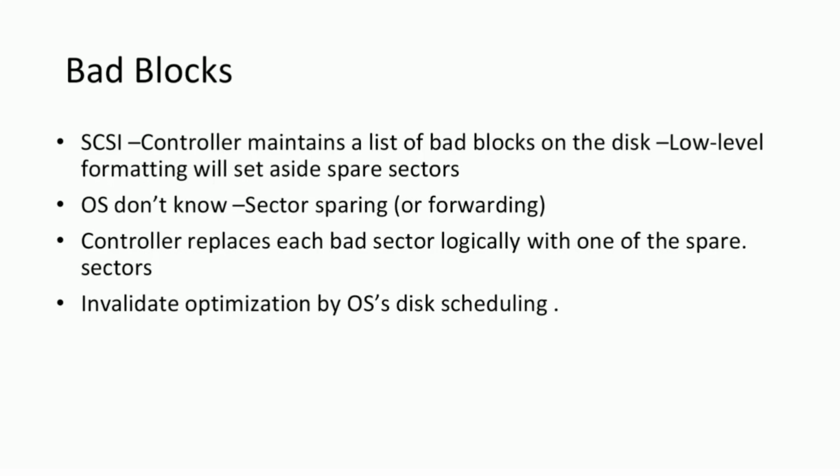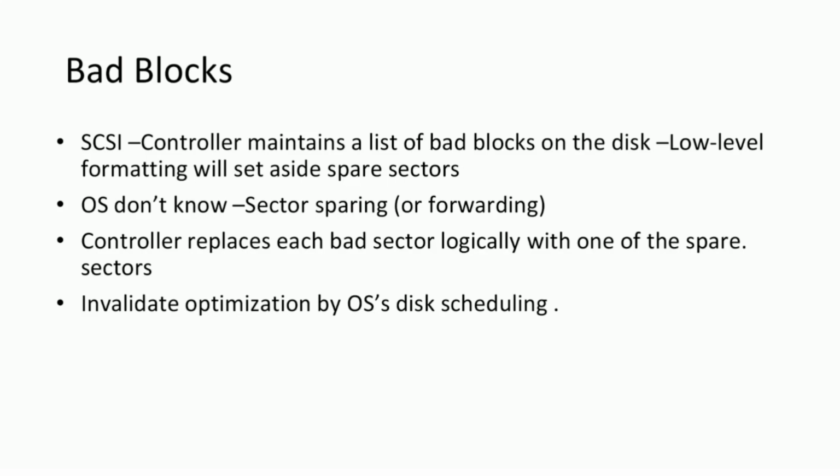Then there are sophisticated disks such as SCSI disks, which are used in high-end PCs and most workstations and servers. These controllers maintain a list of bad blocks on the disk. This list is initialized during low-level formatting at the factory, and it is updated over the life of the disk. The low-level formatting also sets aside spare sectors which are not visible to the operating system.